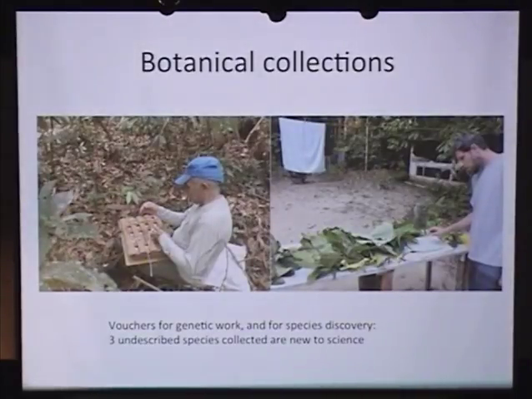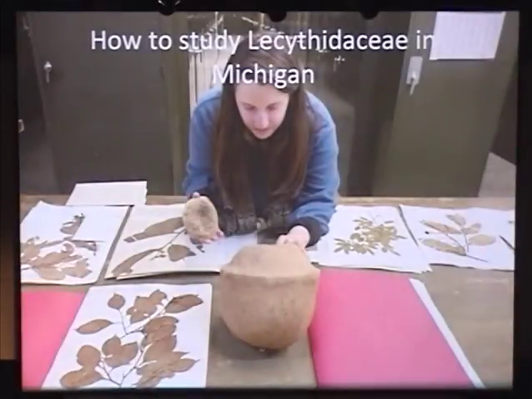When we do find trees that are flowering, we make these collections. We bring them back. We collected from 3 species that haven't yet been described by science. We've got the DNA, brought them back. So here's how you study Lecythidaceae in Michigan.